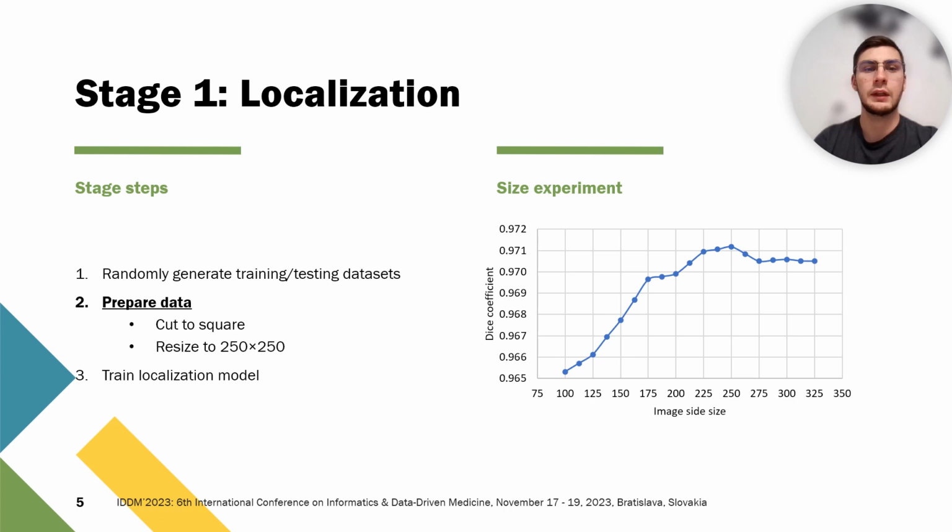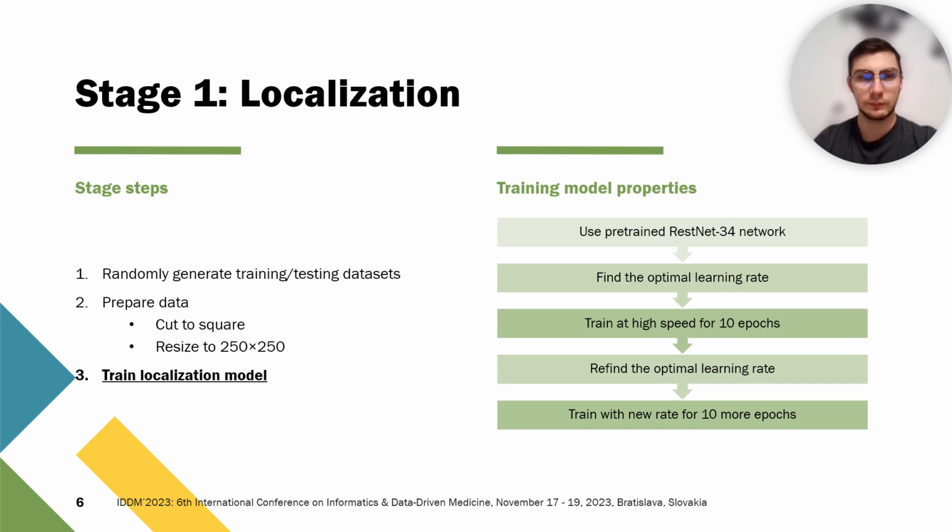For such network, it's important to have images with the same number of channels and same size. So here we cut image to a square and resize it to 250. The best size was found in experiment where we compare effectivity of model using different image sizes. As you can see from chart, size 250 shows the best dice value. Then we train our model.